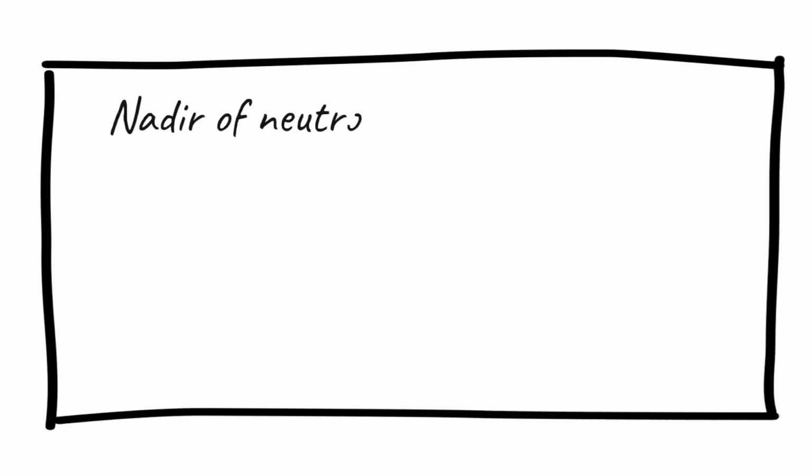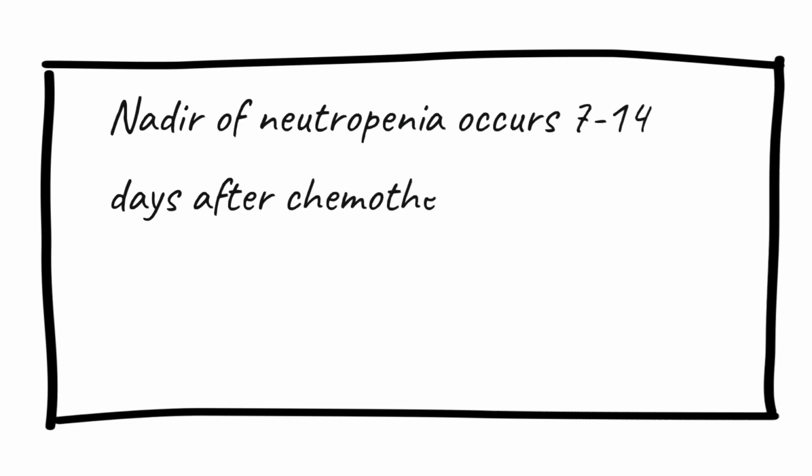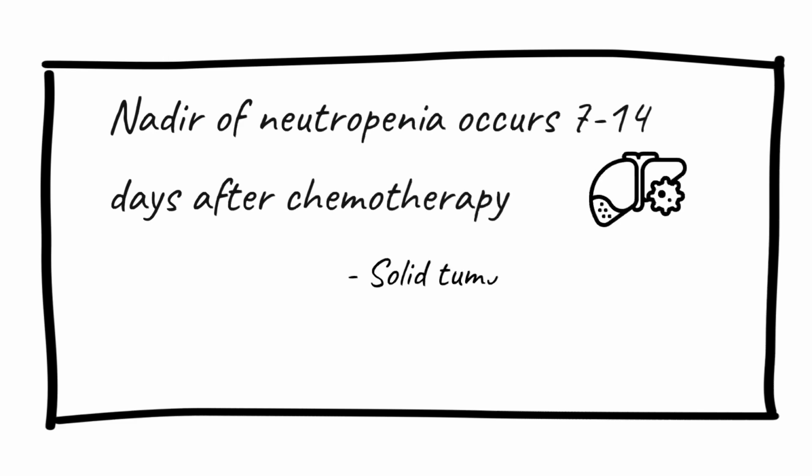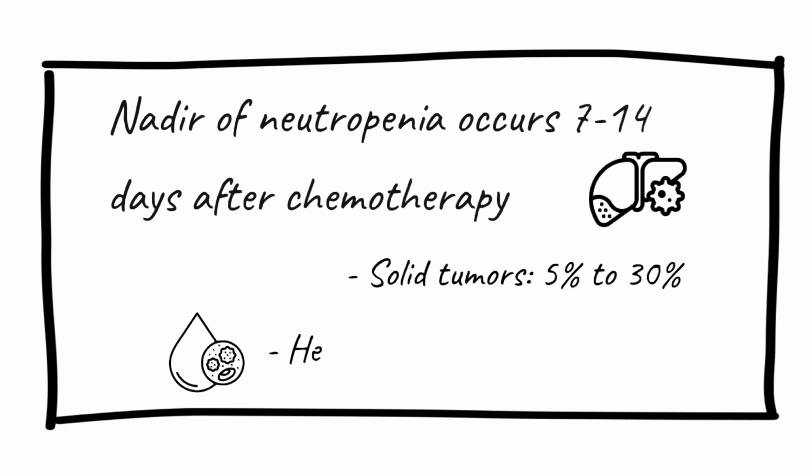The nadir of neutropenia occurs between days 7 and 14 after chemotherapy. It occurs in between 5 to 30% of solid tumors, and it can occur in up to 80% of hematological malignancies.